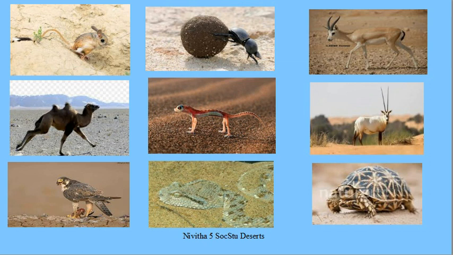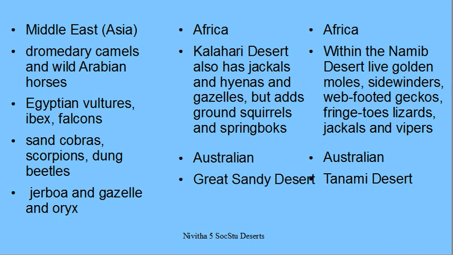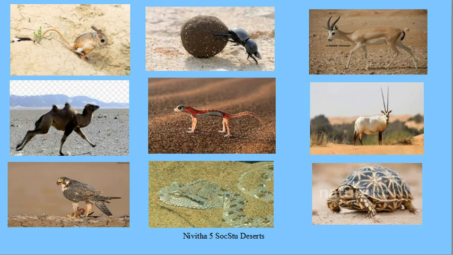Now, there are special smaller animals also. Ground squirrel, springbok, etc. are also there that you see here. These are the various wildlife of the desert. Diverse types of animals are there and they are endangered.